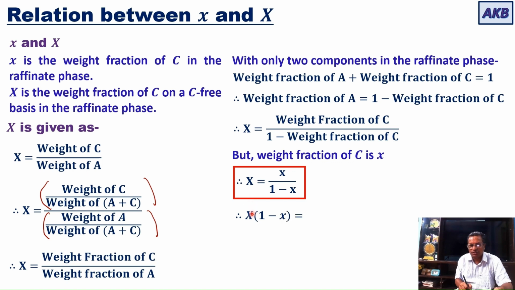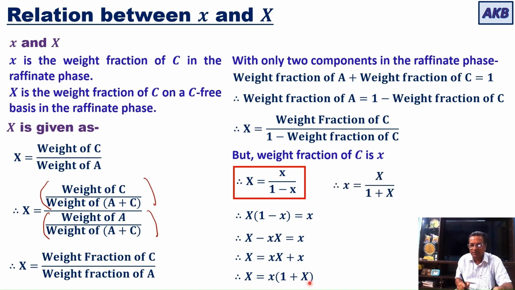Now if you rearrange this equation, I can just rearrange it in this way. I'll bring this term to this side, so it will be capital X into 1 minus small x, that is equal to small x. That is capital X minus small x into capital X is equal to small x. That is capital X is equal to small x into capital X plus small x. That is capital X is equal to small x into 1 plus capital X, that is small x is equal to capital X upon 1 plus capital X.